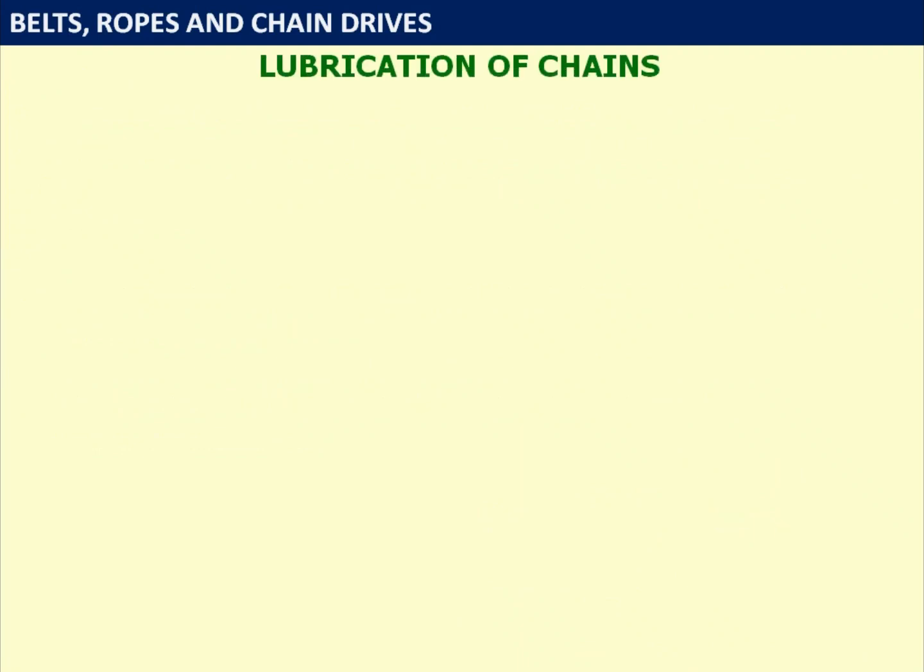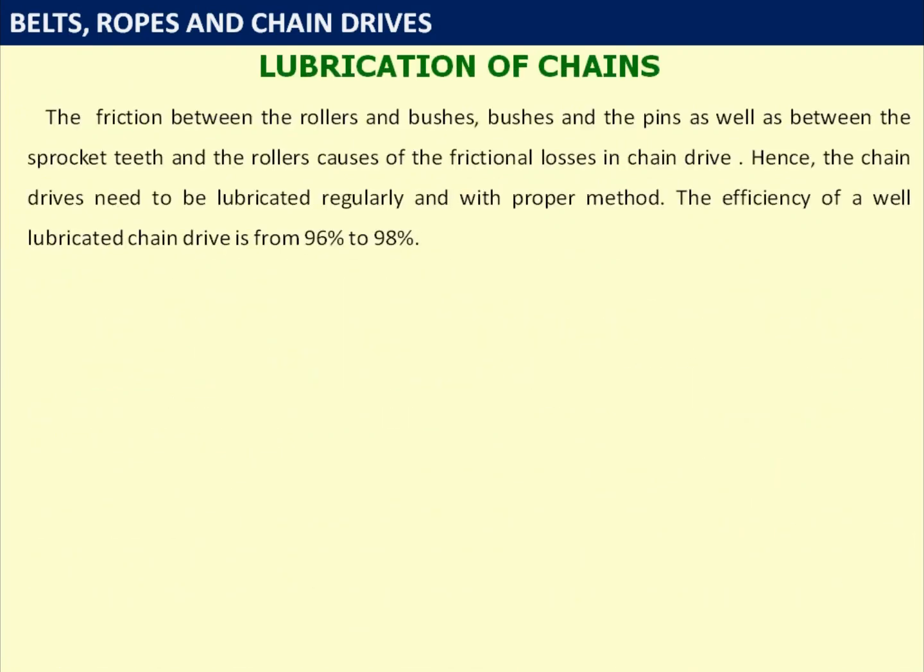So, lubrication of chains. The friction between the rollers and bushes, the bushes and the pins, as well as between the sprocket teeth and the rollers causes the frictional losses in the chain drive. Hence the chain drive needs to be lubricated regularly and with a proper lubricating method. The efficiency of a well lubricated chain drive is from 96% to 98%.